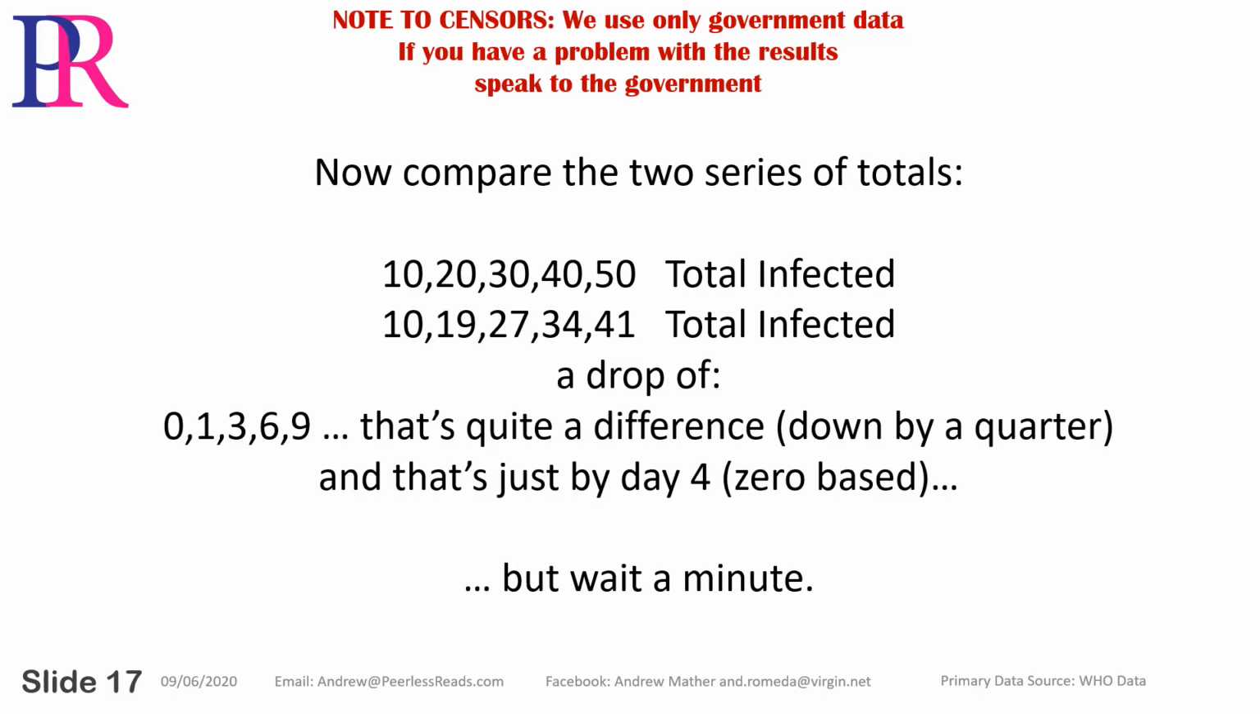Now compare the two series of totals, 10, 20, 30, 40, 50 and 10, 19, 27, 34, 41. Total infected, a drop of 0.1369, and that's quite a difference, down by a quarter. And that's just by day 4, 0 based. But wait a minute.